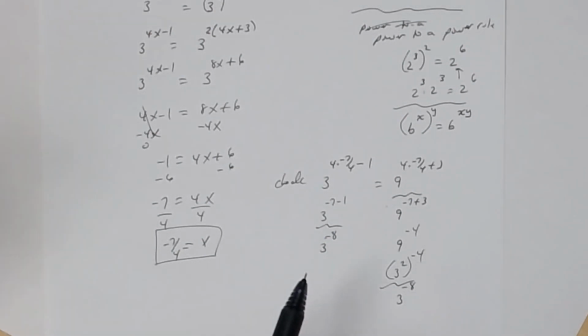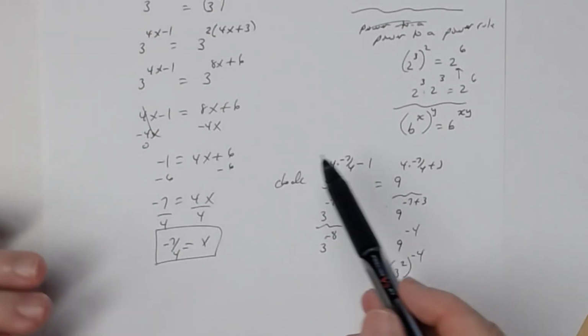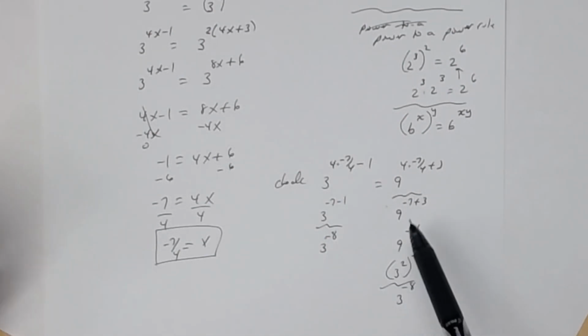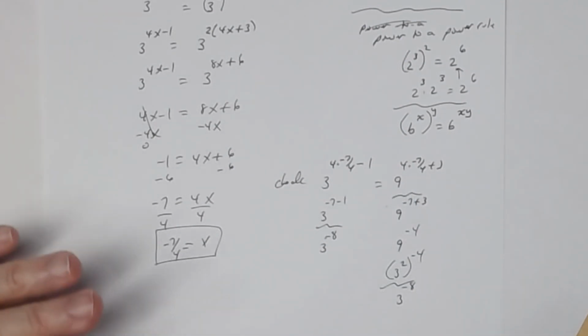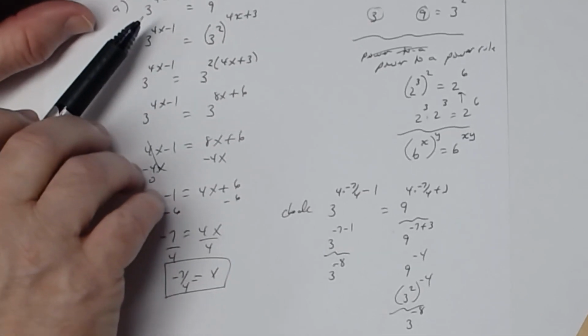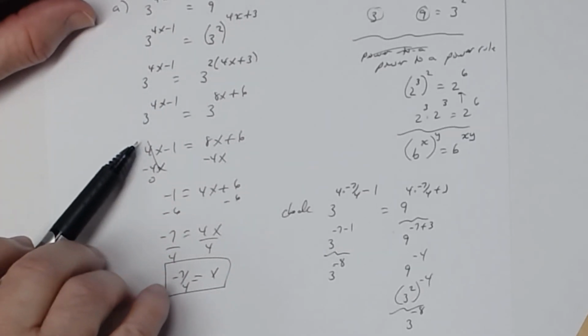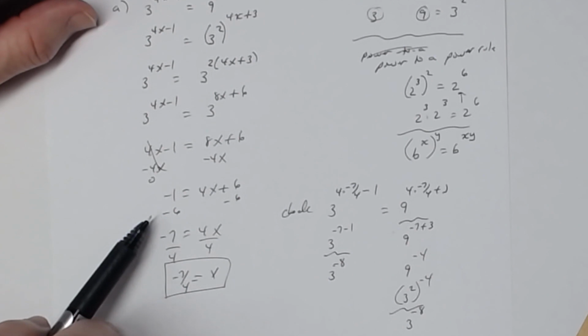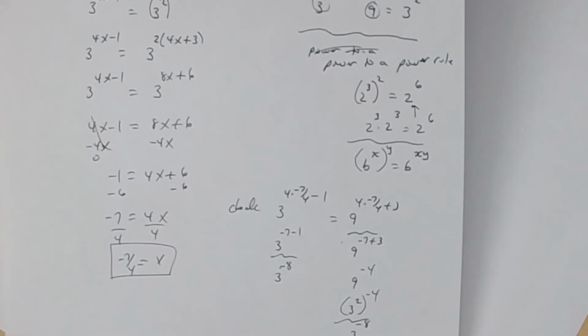Okay? And so that's how you would check this. All right. But remember on a test, especially in a timed test, you're not going to have time to check all of these solutions. So that's why you want to make sure that as you go through the process of solving, everything you do is mathematically correct. All right, so that was letter A.